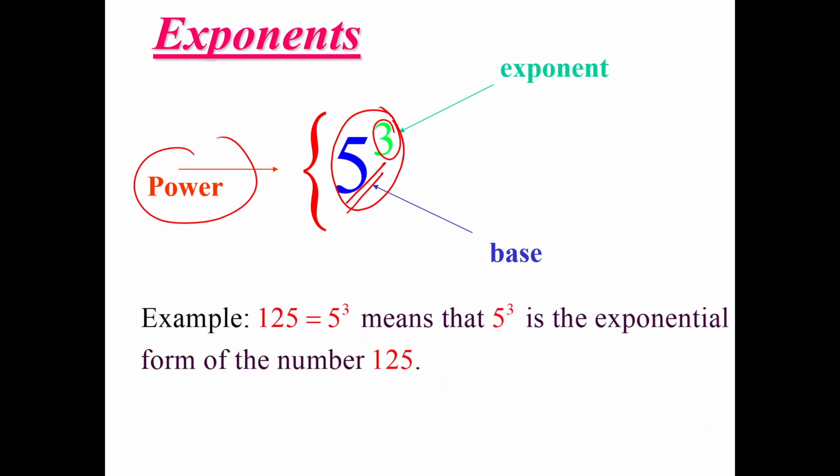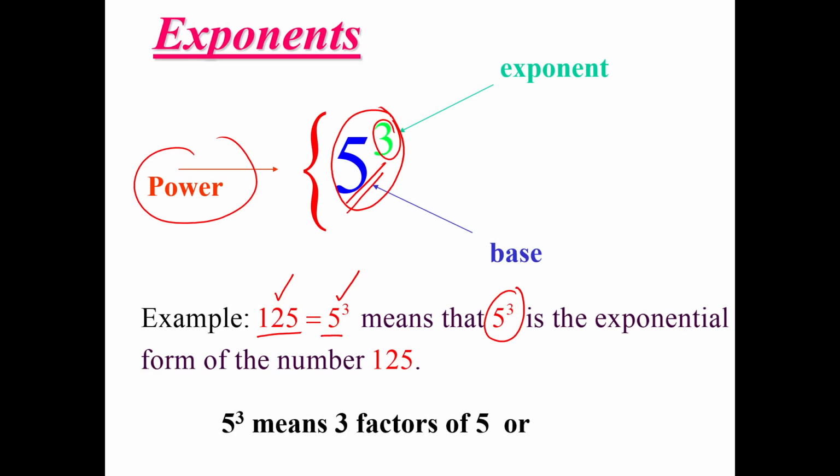Now take note, if I'm going to have 125, 125 is written as 5 cube. Take note, 125 is equal to 5 cube. So the exponential form of 125 is 5 cube. So these are the same, they mean the same thing. Okay? Now, how do you read this one? So take note, 5 cube, by the way, is 5 times 5 times 5.